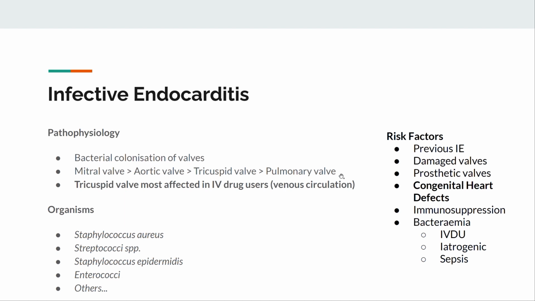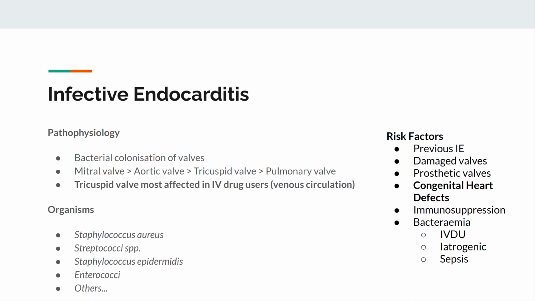So let's talk about infective endocarditis. The pathophysiology, in a super simple sense, is bacteria that have colonized the valves or the endocardial tissue within one of the chambers. Most commonly, they colonize on the mitral valve and then the aortic valve. The right-sided circulation is less common unless you're an IV drug user. Then the tricuspid valve is most commonly affected.